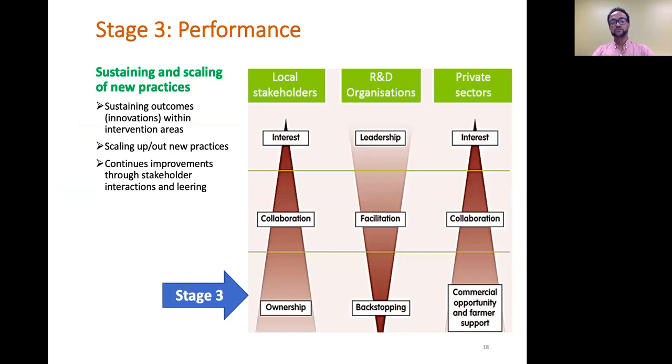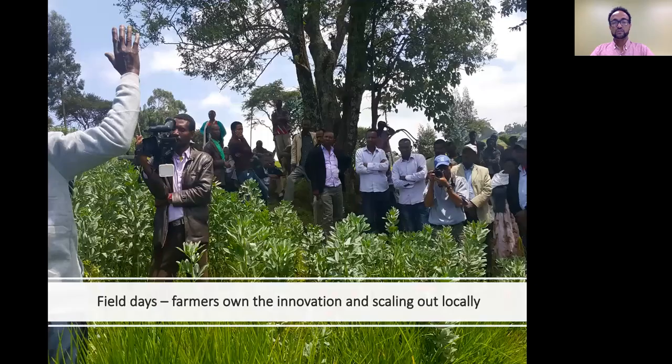And at stage 3, when we finished the project, the role of local stakeholders, including farmers, changed into ownership of the technologies. Our role was backstopping 3 activities. One is how they can sustain the use of the innovation, how they can scale it up, and how continuous improvement through stakeholder interaction and learning can increase. The same is true for the private sector, which has been increasing, but our role through time has ended. And when the project phased out, we left the sites.